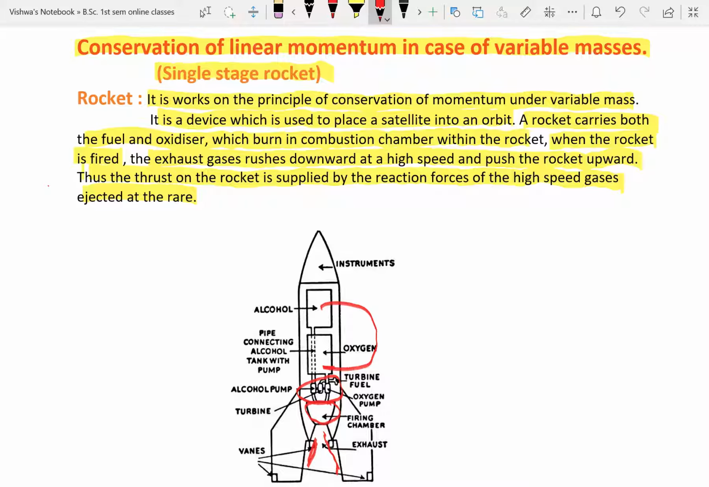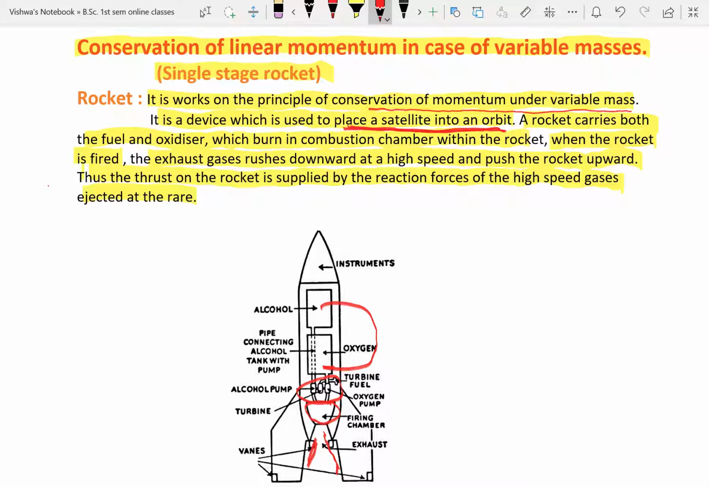Let's come to the definition of rocket. It is conservation of linear momentum. What is conservation of momentum? The momentum remains constant. If there is an action, that means before action and after action the momentum is the same, it remains constant. So it is a device used to place the satellite into an orbit, a vehicle which places the satellite into an orbit.